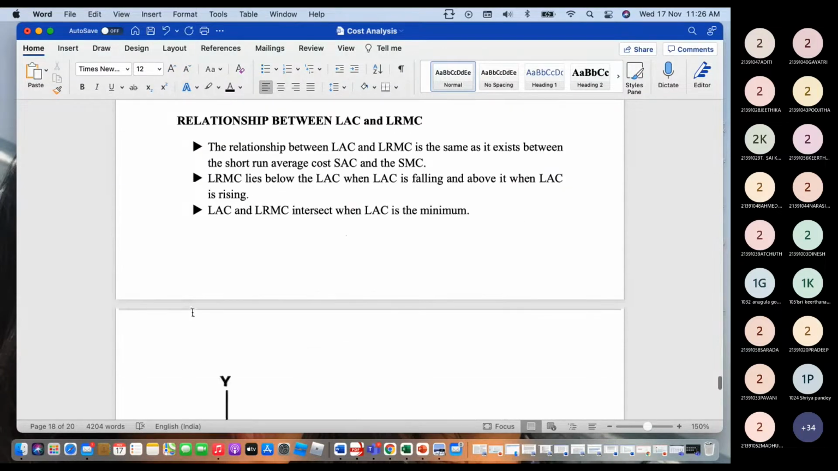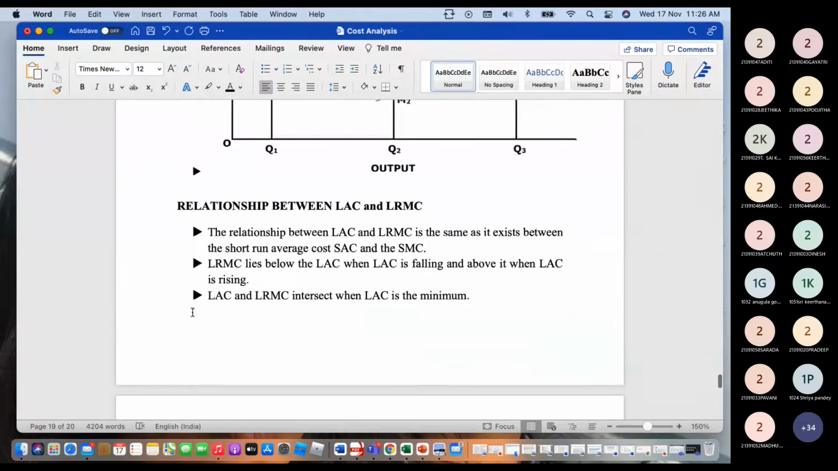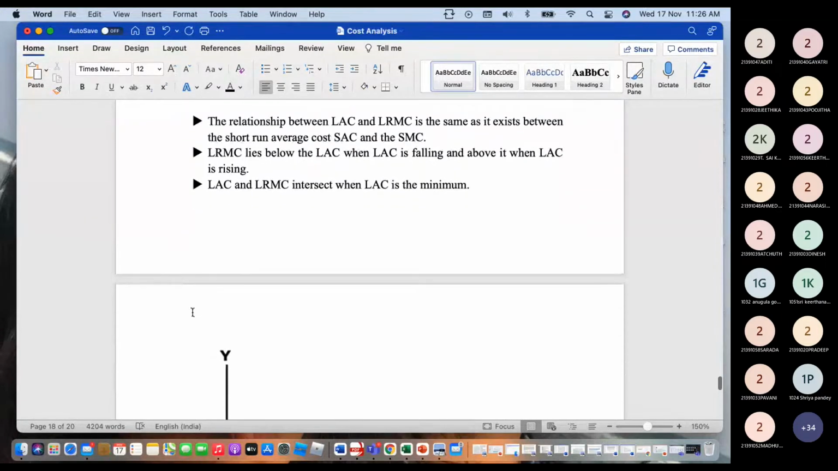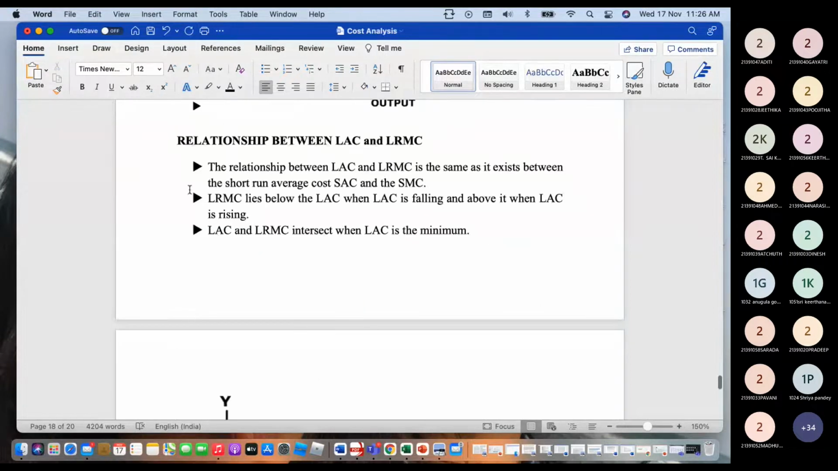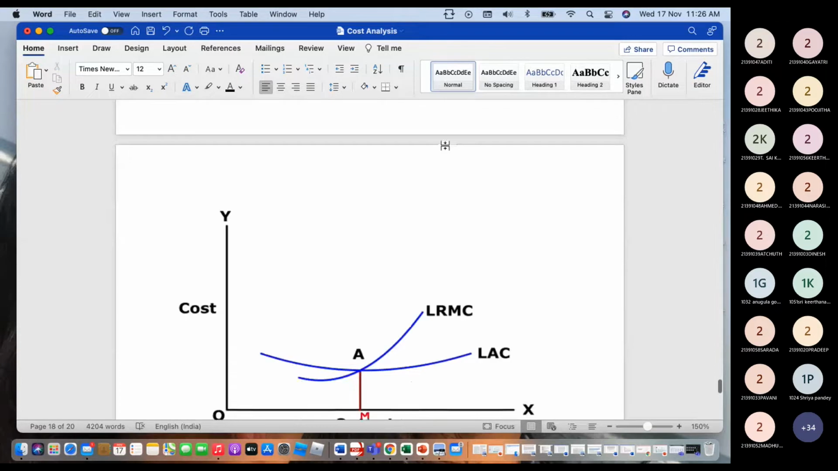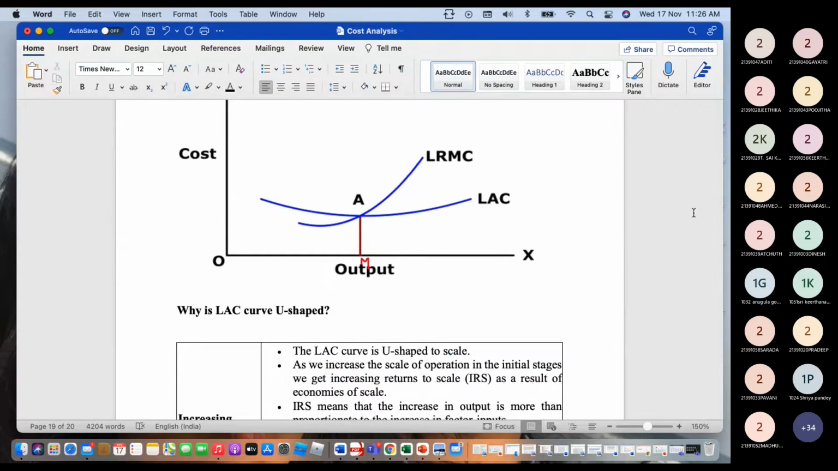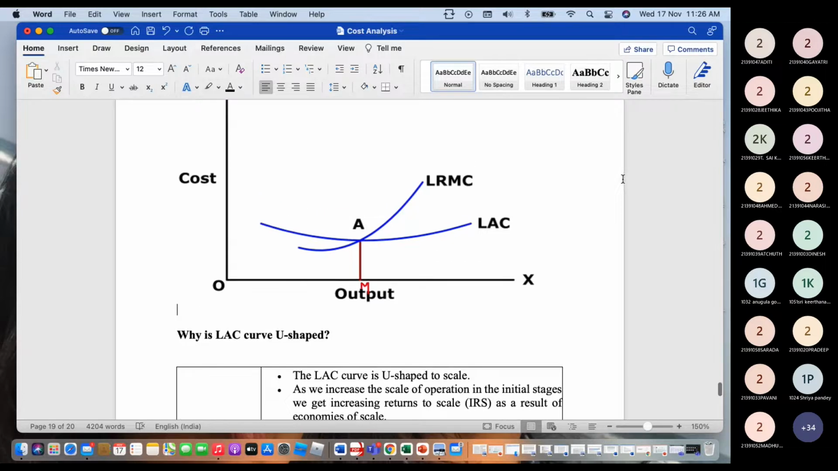Yes, students. So I was telling you that when we talk about the relationship between LAC and LMC, it is the same as what we have done it with SAC and SMC. So very quickly, you please draw, just give the heading and write down relationship between LAC and LMC. Just give the heading in your notebook, students, and you will draw the same graph, but the difference is it is much more flatter. So LMC also cuts the LAC at its minimum point. So you have drawn the same graph for short run average cost curve and short run marginal cost curve. Now you'll draw it for LAC and LMC.